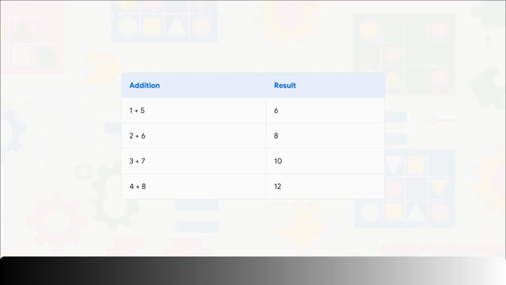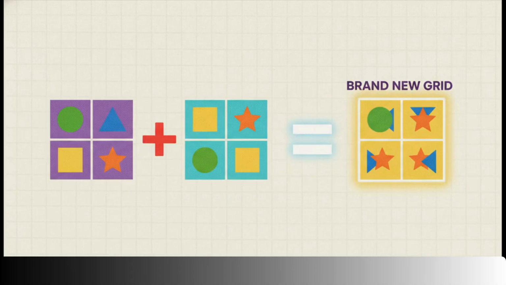And now you simply add those corresponding numbers together, just exactly like basic arithmetic. We take the 1 from the top left of matrix A, and we add it to the 5 from the top left of matrix B. Then we grab the 2 from the top right and add it to the 6. We do the exact same thing for the bottom row, 3 plus 7 and 4 plus 8. It is purely about matching up those positions. Finally, step 3 is just writing down the results of those mini addition problems into a brand new grid.